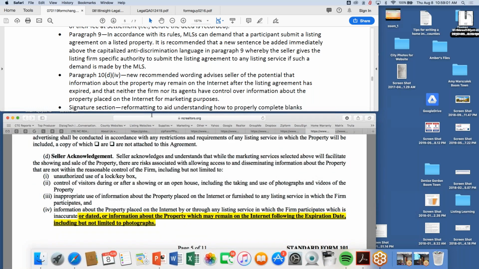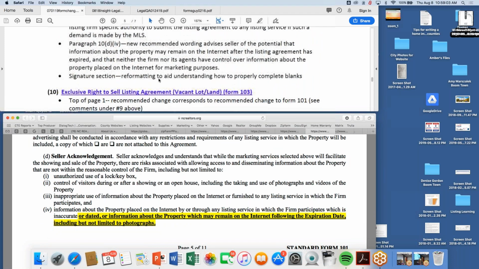Moving down to 10D. Basically, it is just revising some wording because I know we've all had the question from our buyers of property or sellers when we take the property off the market and it doesn't sell. Why is our stuff still on the internet? Well, can't you get it off? And that comes up all the time.